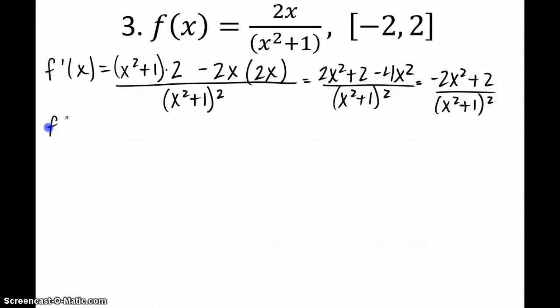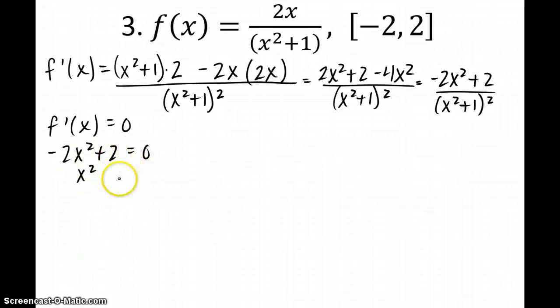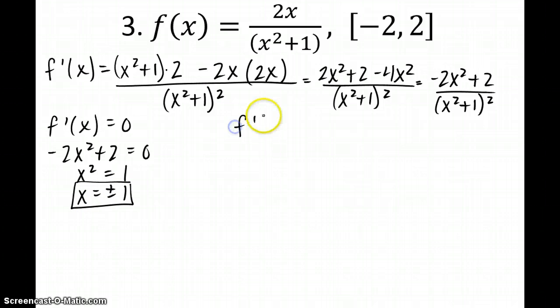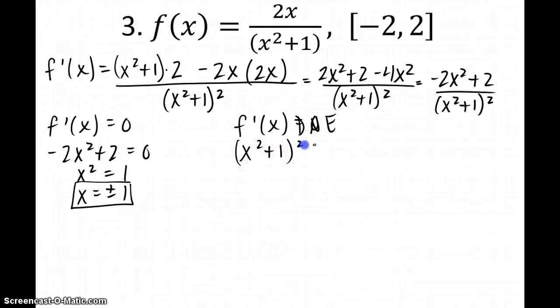So critical numbers, the derivative of a rational function equals 0 when the numerator is 0. So subtracting 2 and dividing by negative 2, x squared is 1. So we get 2 critical numbers from that case. A rational expression does not exist when the denominator equals 0. Attempting to solve this function, we would get x squared equals negative 1. So we get no critical values from that condition.